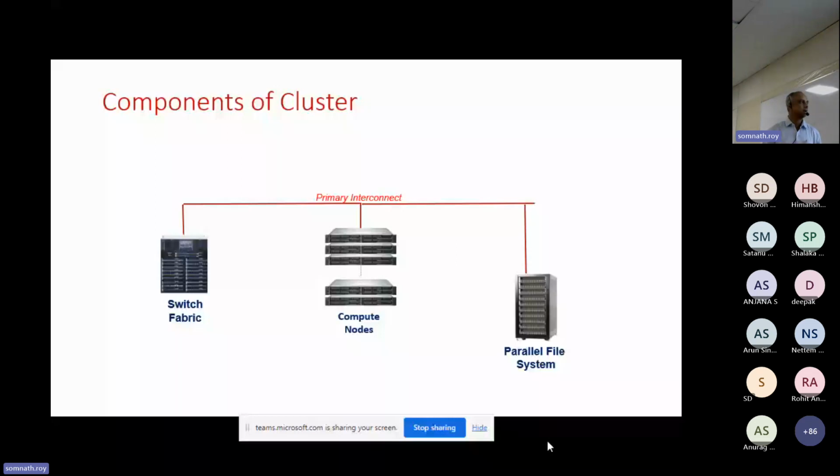And why will you call it a parallel file system? Suppose in C you write a C program. There is one process that opens a file in read-write mode. If you try to open the same file while the first process has it open in read-write mode, it will only allow the other program to open it in read mode. It will not allow it to open in write mode because it is locked for writing by the first process.